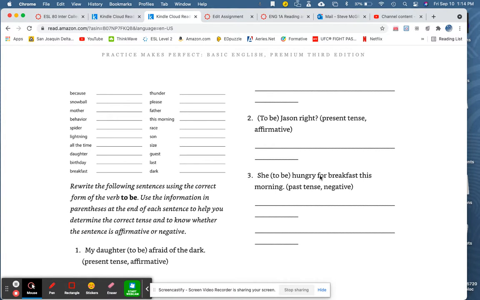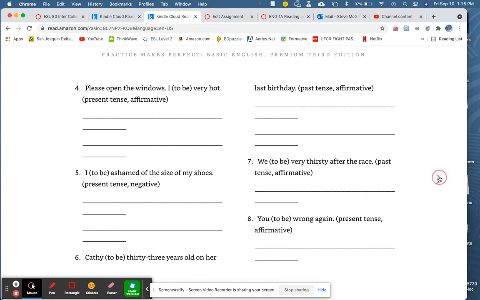3. She blank hungry for breakfast this morning. We must use past tense and negative. Well, she, what would past tense be? Was, but we want to make this negative. So, she was not. Past tense was, negative, not. She was not hungry for breakfast this morning. You could also use the contraction wasn't. Was not or wasn't. Both are okay.